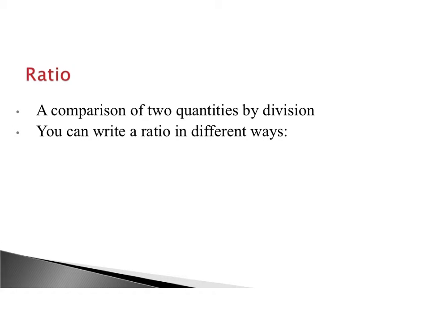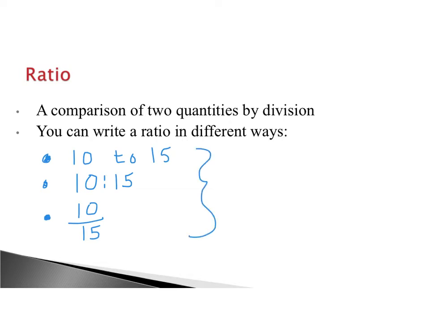One would be to say something is, we'll say 10 to 15. So you could physically write it out like this. We could also write it out, and I'm sure you've seen it like this, and we read that as 10 to 15. Or we could show it straight up, just like as a fraction, and write it as 10 to 15, just like that. So these are three different ways that we can write a ratio. And again, it's just comparing two different quantities.